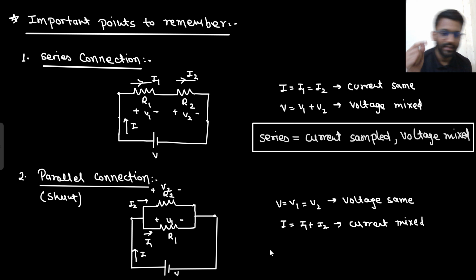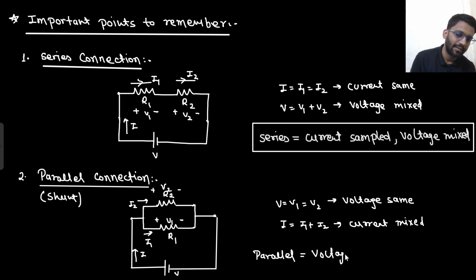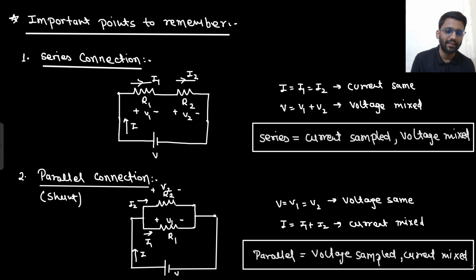If I say parallel connection, what should come into your mind? In parallel connection, voltage is sampled and current is mixed. Right, because that is the parallel connection. Voltage is sampled and current is mixed. In parallel connection, currents are different, but voltage is the same.